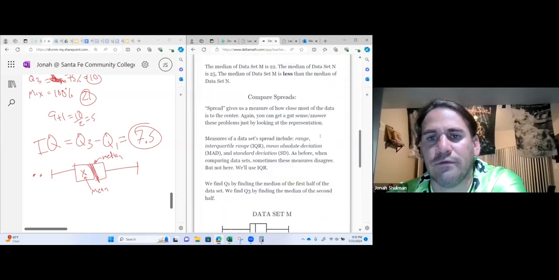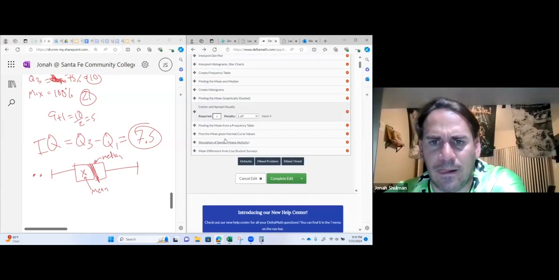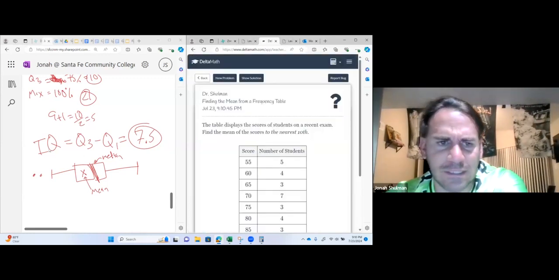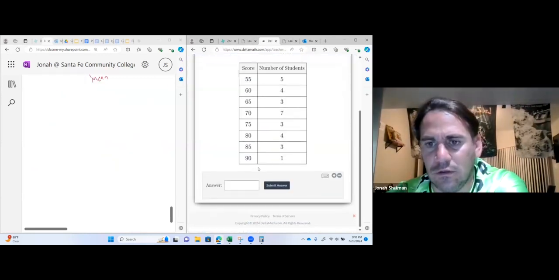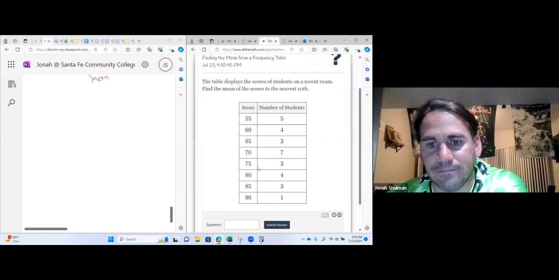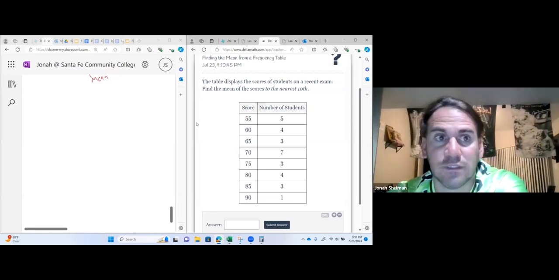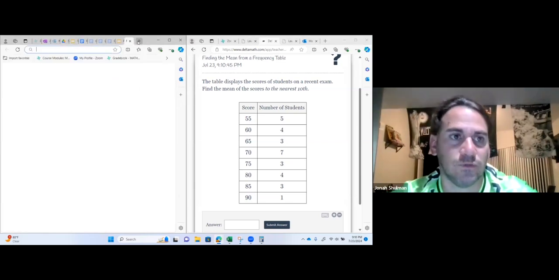Cool. All right, let's do a couple more. All right, let's find the mean from a frequency table. Isn't that fun? I'm going to use a calculator for this because it'd be a lot of adding. They gave us a lot of numbers, so I'm just going to go to Desmos for this one.